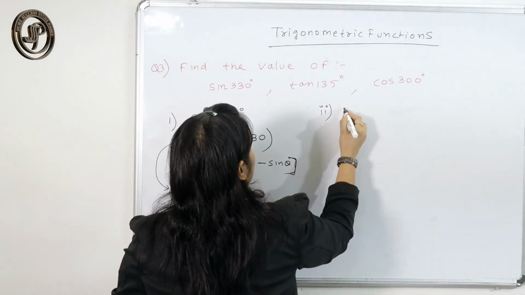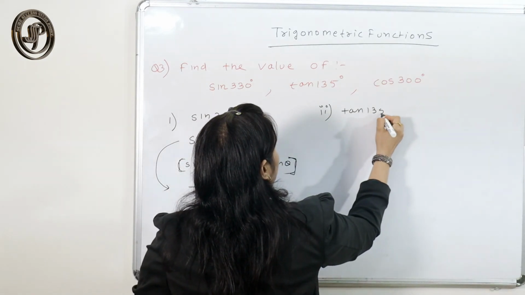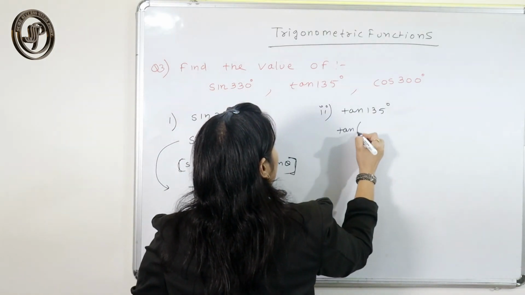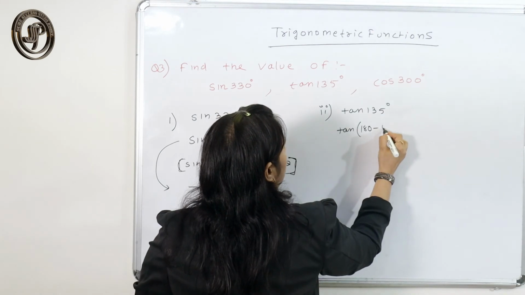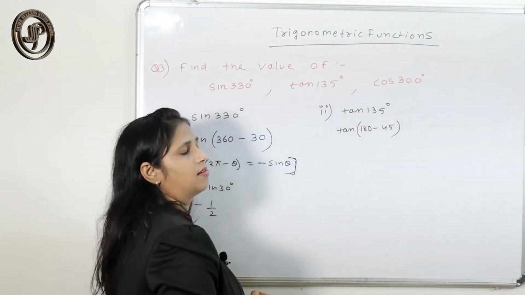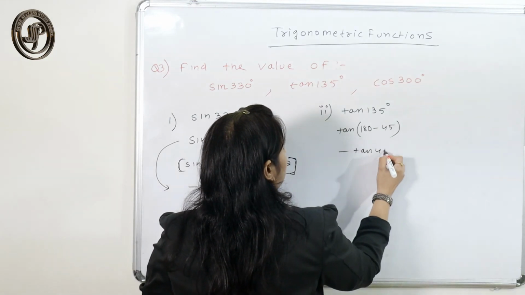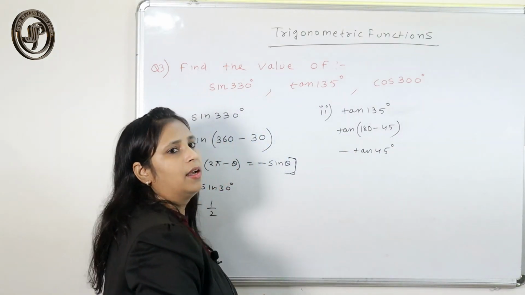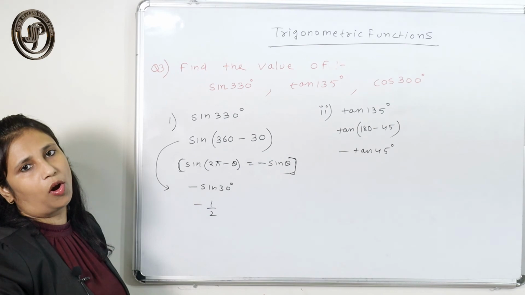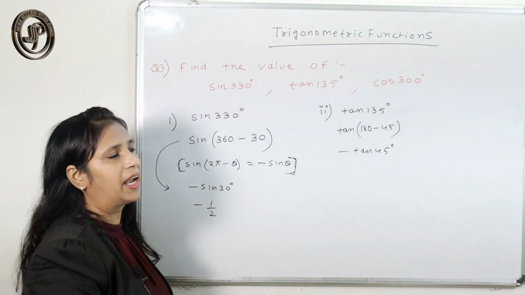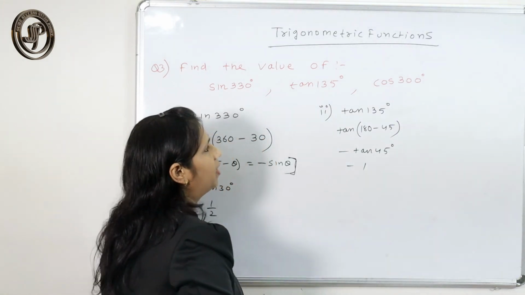Second part, tan 135. So here also I am using 180, because in 180 tan will remain as tan, right? So tan 180 minus theta is minus tan theta, because tan will remain tan, and 180 minus theta is the second quadrant, where tan is negative. So this is minus 1.